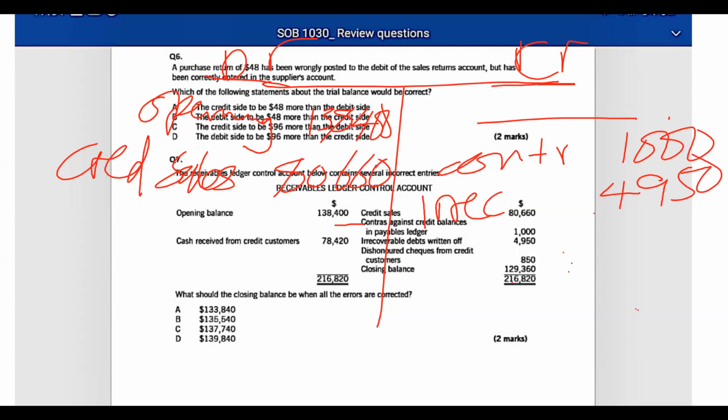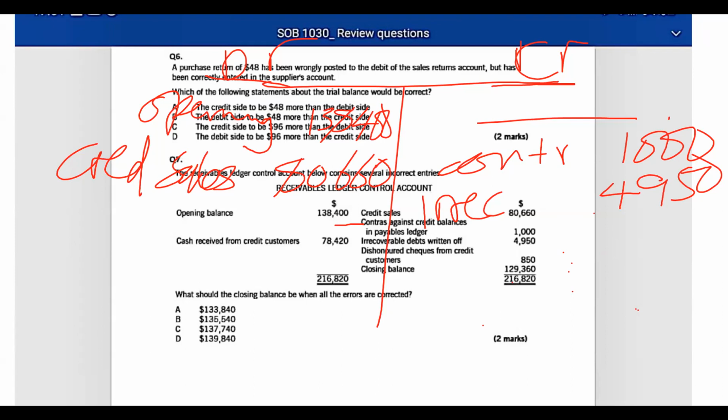Then you go to the dishonored checks from the credit customers. Those guys pay, but that amount has not been honored. So what is the impact of that transaction to the debt? Does a dishonored check reduce the balance, increase it, or leave it the same? What is the correct entry, the debit or the credit? The dishonored check goes on the debit side.